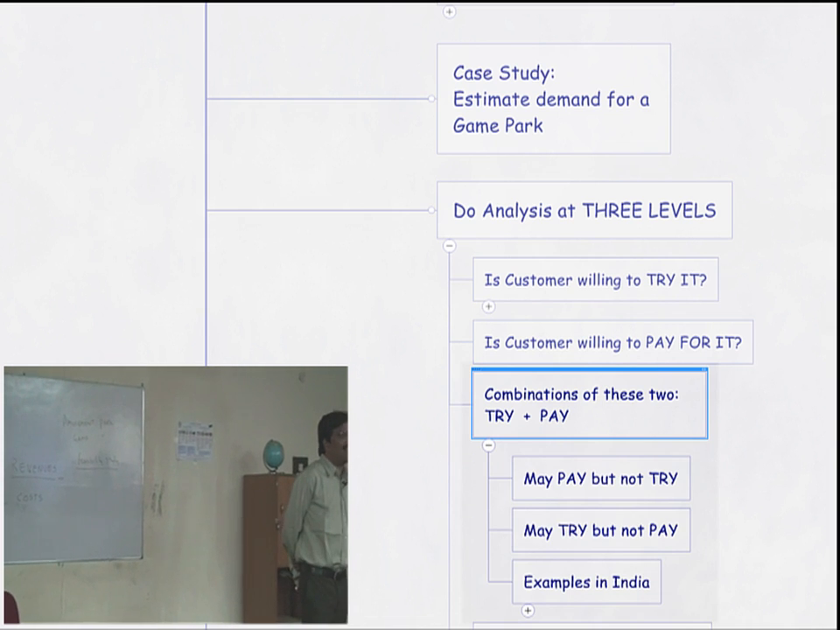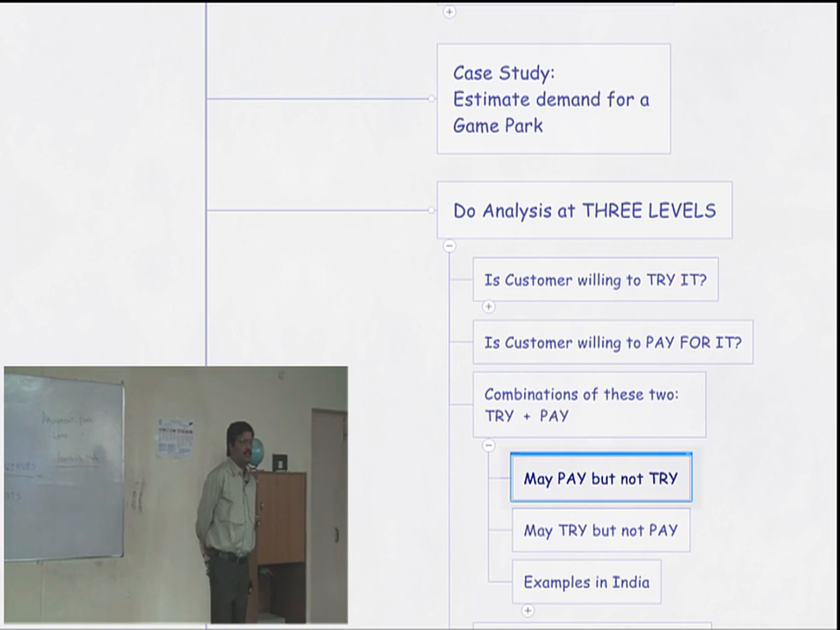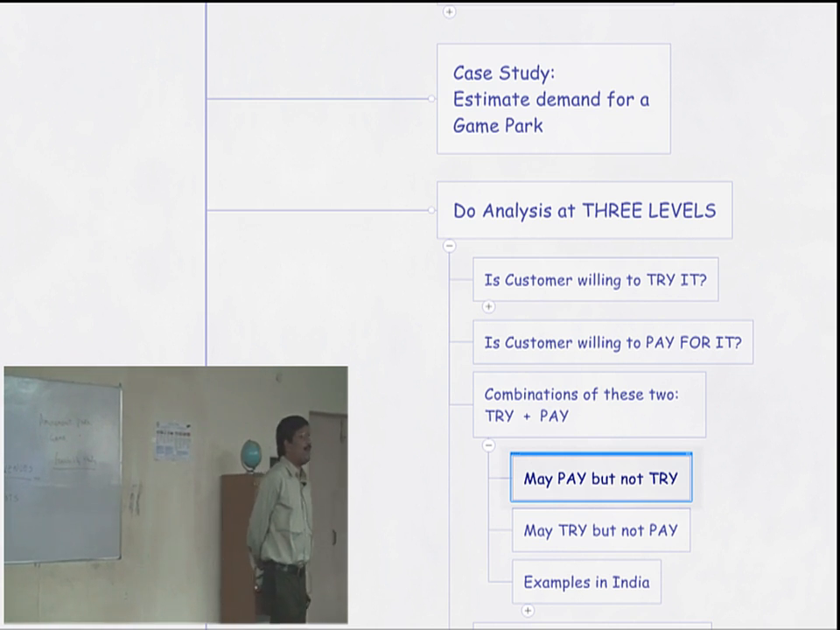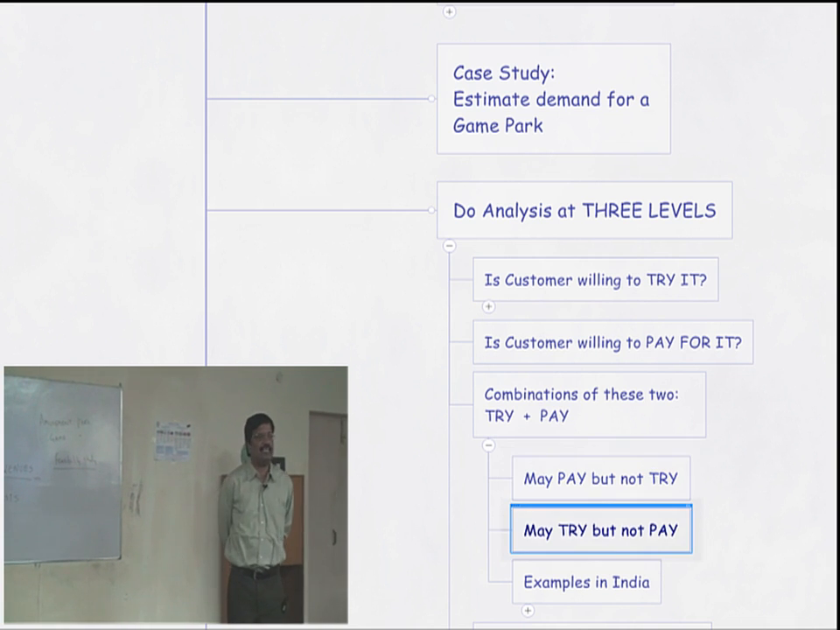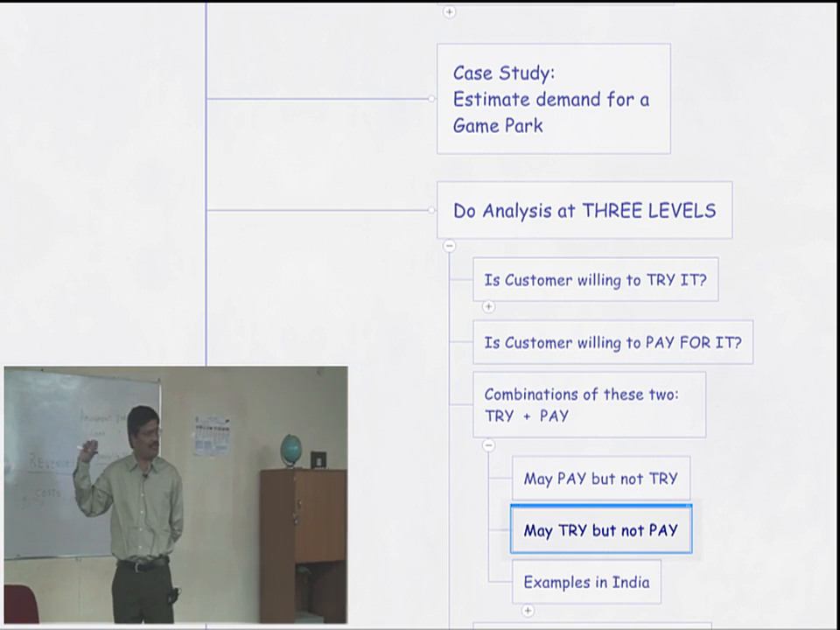For example, it may so happen that I am willing to pay, I have the ability to pay, but I am not willing to try. I have the money, but due to various reasons I don't want to go by a plane. I'll go by train only because I'm afraid of going in a plane. Even though people have money, if I launch a plane service, it will not work because people are not willing to try. Just trial alone will not work. The second thing is, is he willing to pay for it?